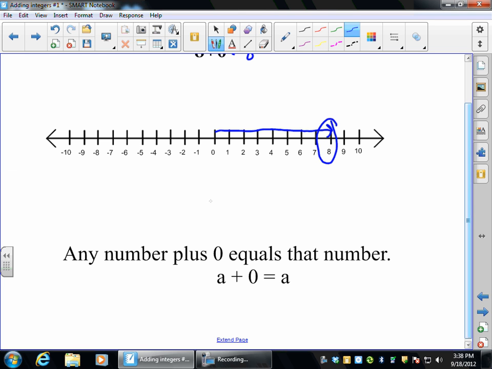We can write that using algebra like this: A plus 0 equals A. A can be any number. It doesn't matter. It could be a positive number, a negative number, a fraction, a decimal. You can start with any number you want. If you add 0 to it, it's just that number. Very simple.